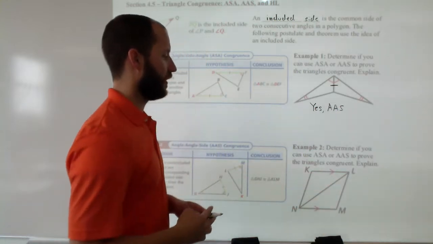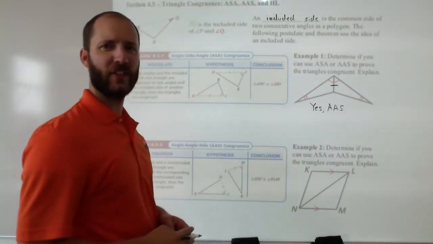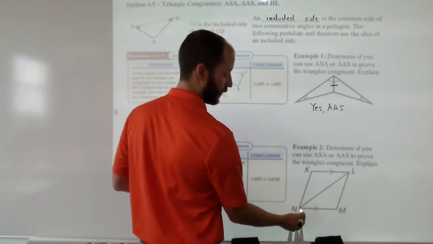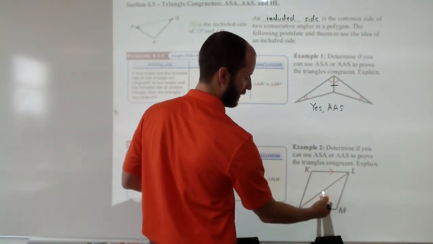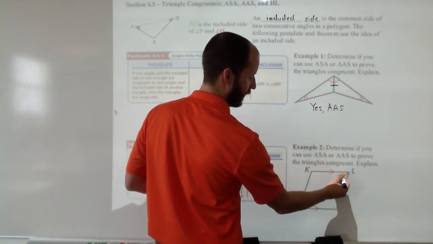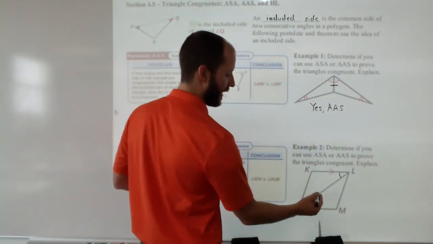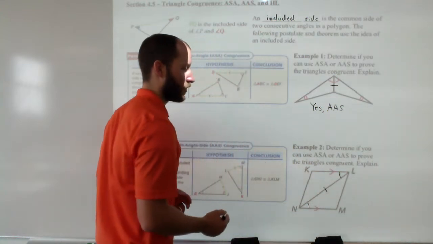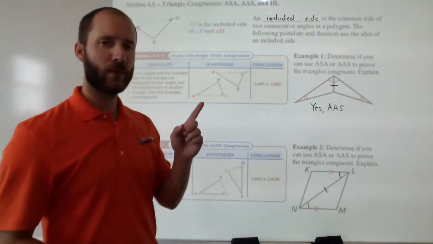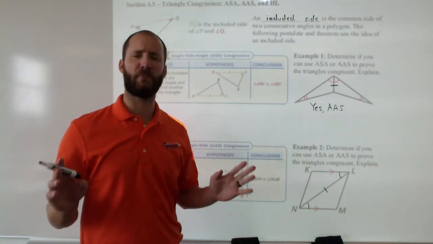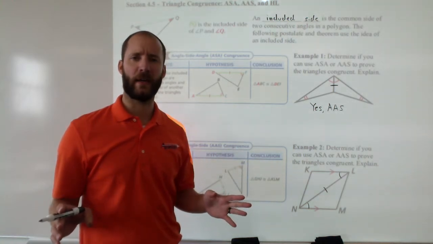Down here we have a set of parallel segments. We have a transversal NL, we get kind of that Z pattern with it, so we can get a pair of congruent angles. NL is common between both triangles. Now we only have one pair of congruent segments. Sorry, we only have one pair of parallel segments.